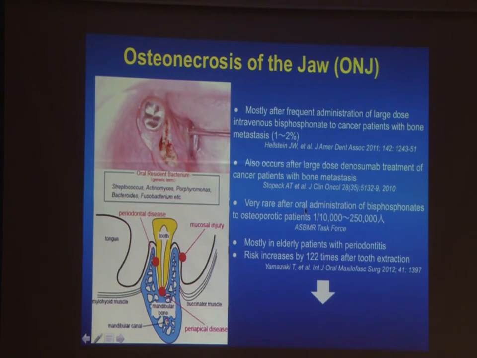In terms of oral administration of bisphosphonate to osteoporotic patients, the incidence is very rare, 1 out of 10,000 to 250,000 patients. So it's very rare to develop this ONJ by oral bisphosphonate administration, but it's feared by many dentists. So it is important to treat periodontal lesions before starting bisphosphonate or denosumab. And if you do a tooth extraction or any invasive dental procedure, the risk increases by more than 100 times. So it's not recommended after tooth extraction or any other very aggressive dental procedures. This is not called BRONJ now, but should be called medication-related osteonecrosis of the jaw.